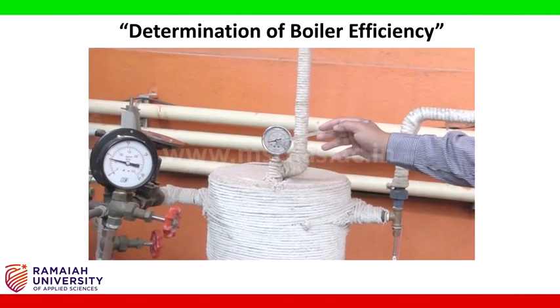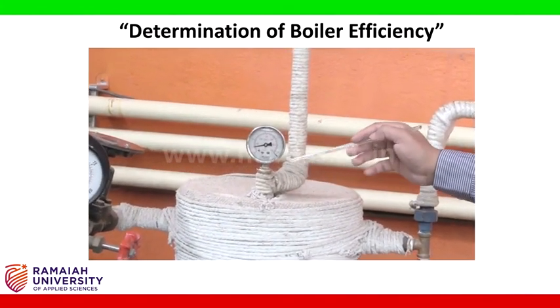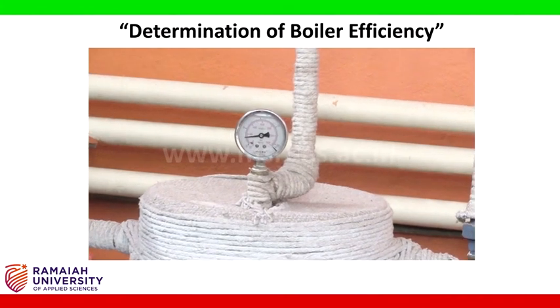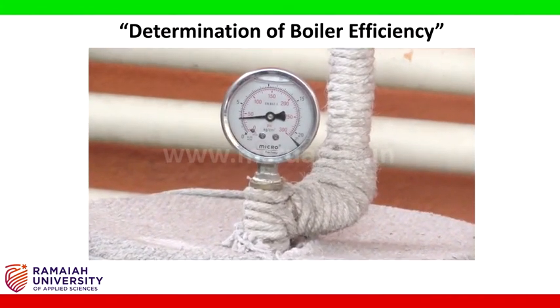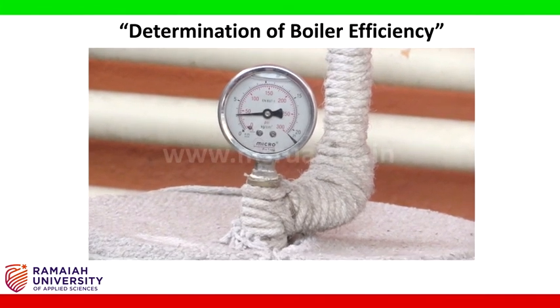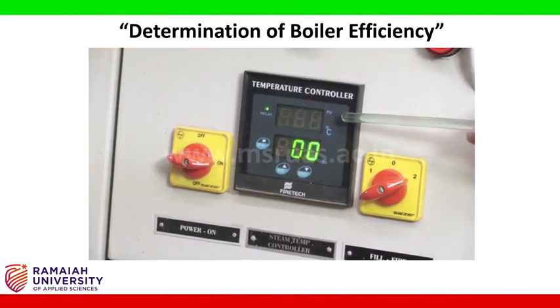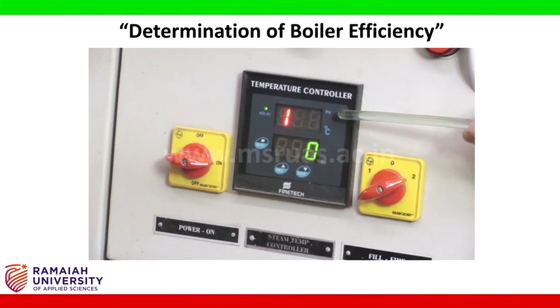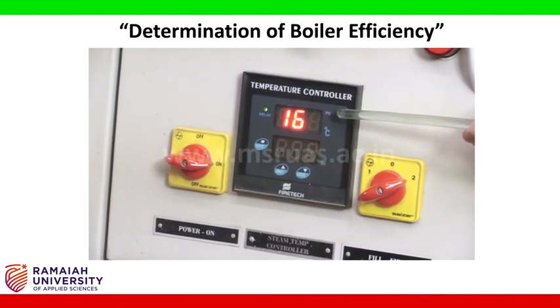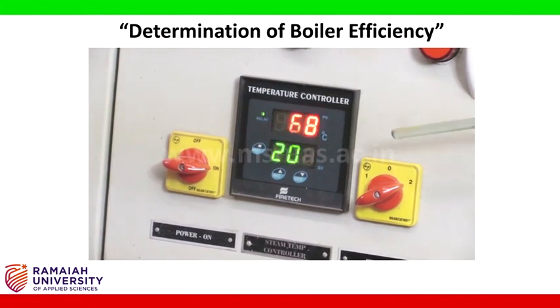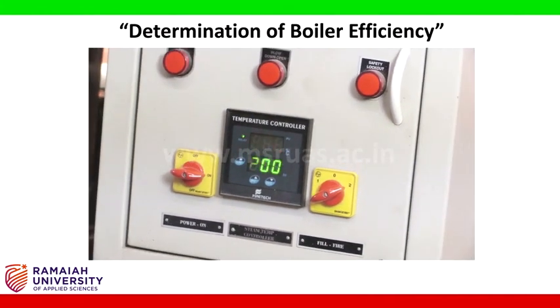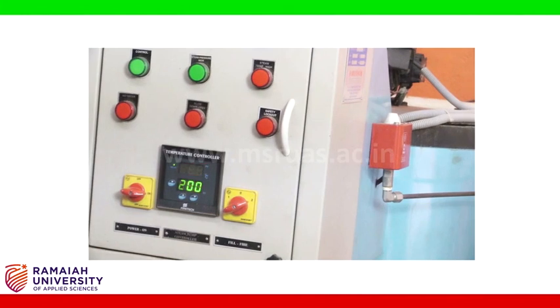Pressure in the accumulator starts building up, and we are going to let the steam to the turbine. Record the boiler water temperature, and further calculations for the boiler efficiency can be done. This completes the boiler efficiency calculation experiment.